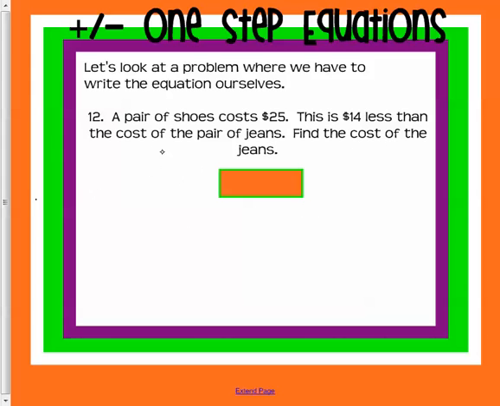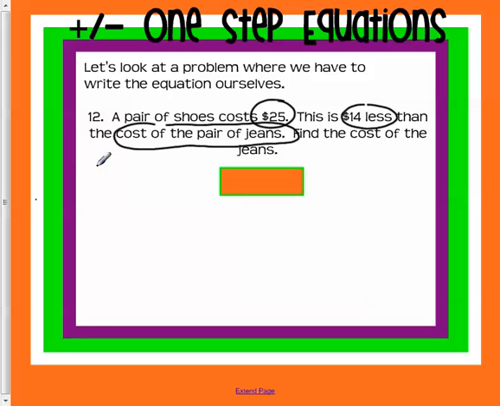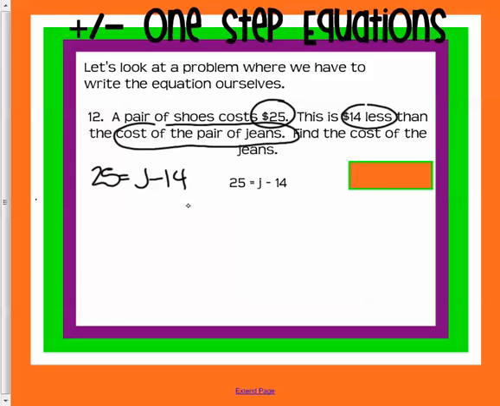Okay, so now let's look at another word problem. A pair of shoes costs $25. This is 14 less than the cost of the pair of jeans. Find the cost of the jeans. So we know the shoes cost $25. And we know that this number is 14 less than the jeans. So the jeans minus 14 gives me 25.